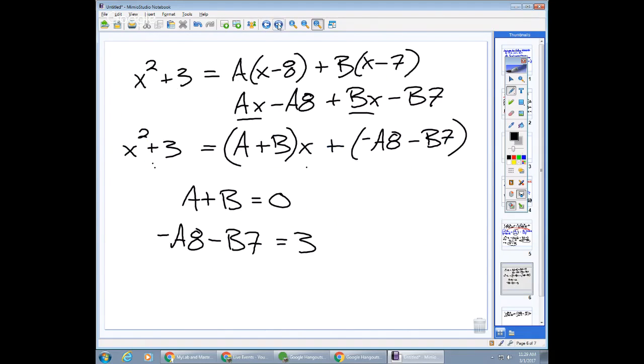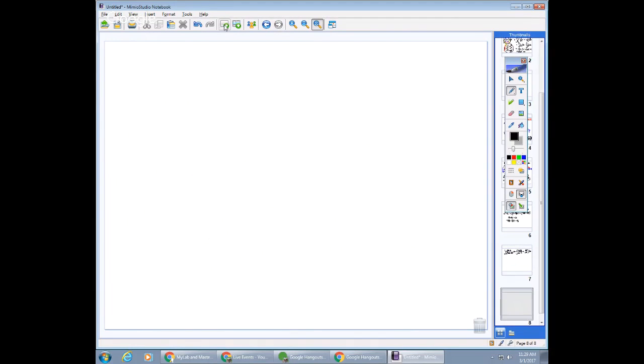All right, let's try another one. Let's see. How about, ooh, that one was a wild one. Yeah, let's do this one. So the integral of 11 over x squared minus 1 squared dx.